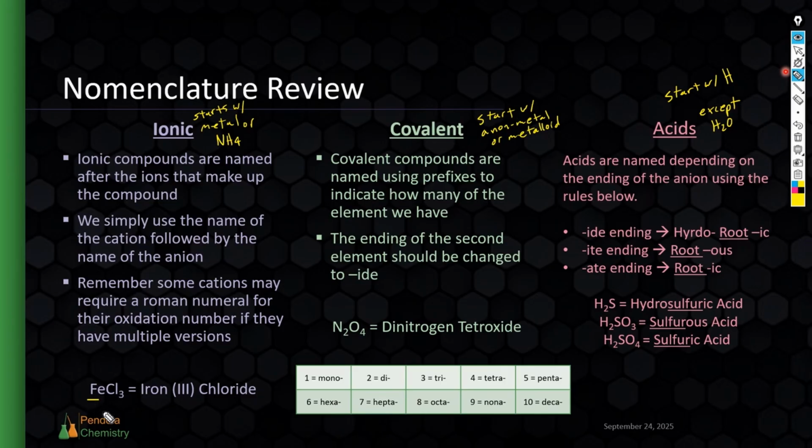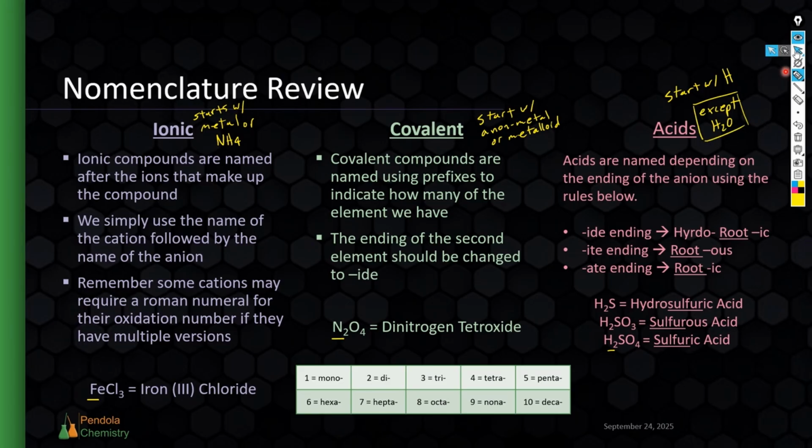It starts with Fe, which is a metal, ionic. It starts with N, which is a non-metal, covalent. It starts with H, like H2SO4. Again, it doesn't matter how many H's, it's an acid. Unless, of course, it's H2O. Water is a bit of an exception to this rule.